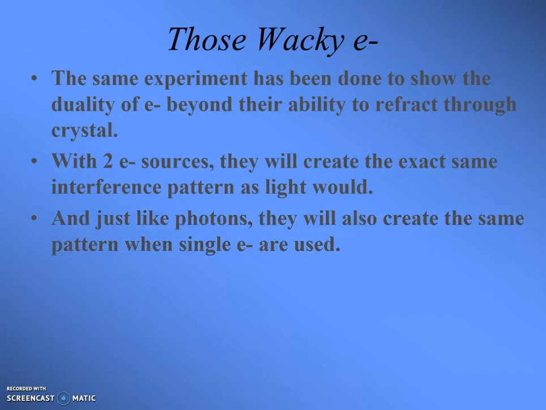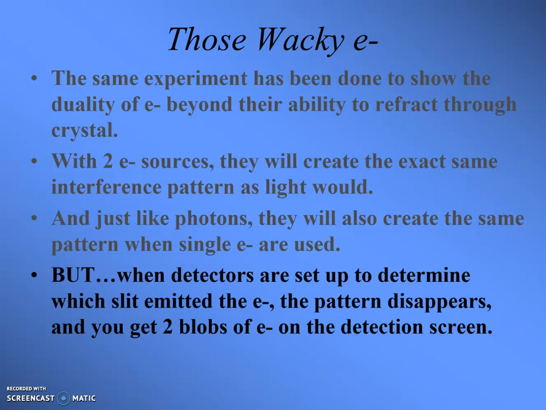But what's also really cool is when detectors are set up to determine which slit emitted the electron, the pattern will actually disappear and you get two blobs of electrons. They send detectors so they know which way the electron went: the left hole or the right hole? But when you set up those detectors, you know the electron's position at some point, you know where it was, then it acts like a particle, not a wave, and it goes straight through like a bullet would and hits the screen. So instead of an interference pattern, you only get two blobs of electrons, one for each hole.